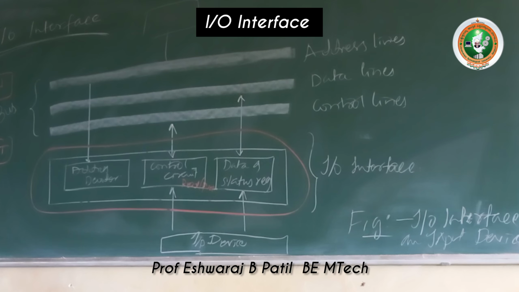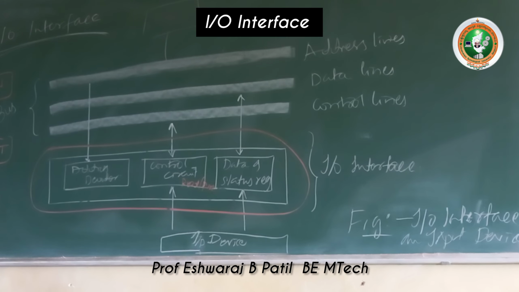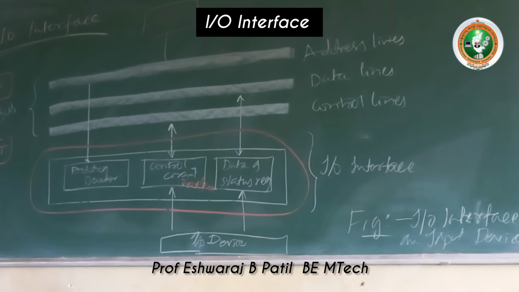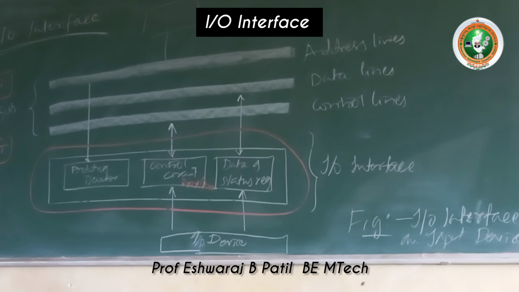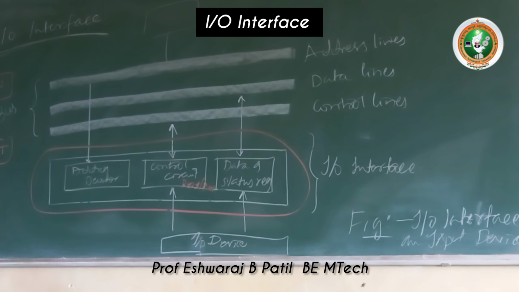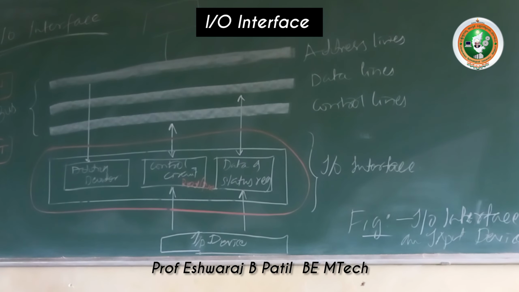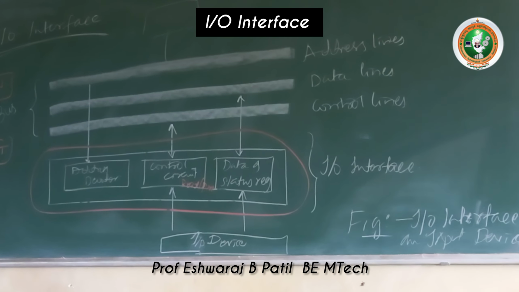Next point, the unidirectional address bus of the system bus is connected to the input of the address decoder, as shown in the figure. The address line gets connected to the address decoder.